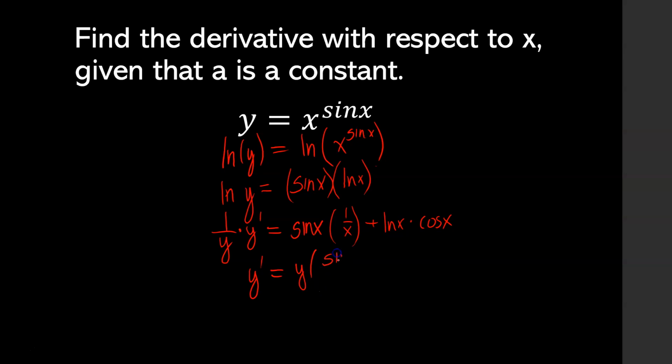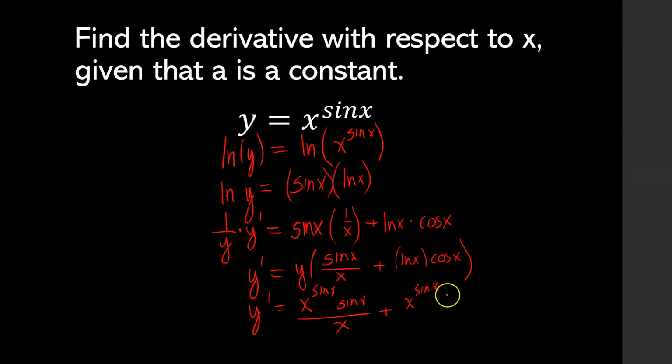And I'm going to write this as sine of x over x, that's a little prettier, and then natural log of x cosine of x. Maybe I'll put natural log in parentheses. One last thing, I'm going to do this in 2 steps. I am going to multiply x to the power sine of x times sine of x over x, and then x to the power sine of x times the natural log of x times cosine of x. That was really ugly.